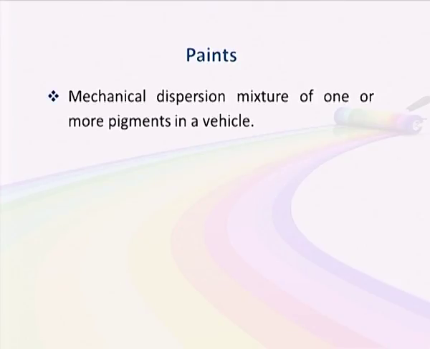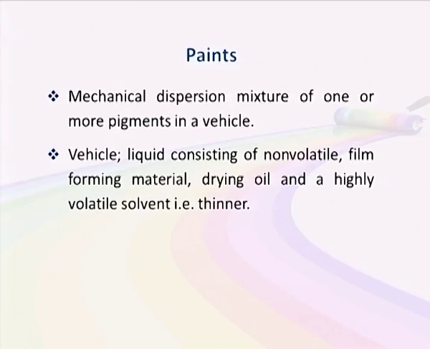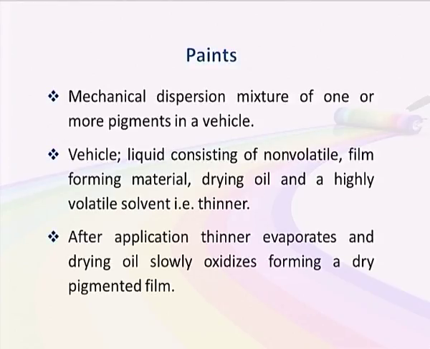Now, what is paint? Paint is a mechanical dispersion mixture of one or more pigments in a vehicle, which is again a new term. Vehicle is a liquid consisting of non-volatile film forming material. This is also known as film former. It consists of drying oil and a highly volatile solvent, that is thinner. After application of paint, thinner evaporates and drying oil slowly oxidizes, forming a dry pigmented film.